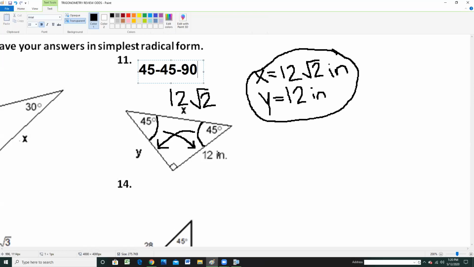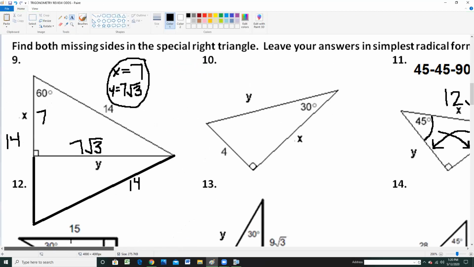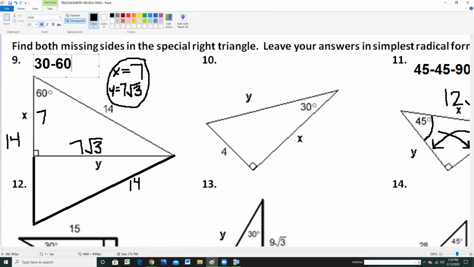And I didn't make up that special rule. That's something you can find online anywhere you look. Just like the other one was the 30, 60, 90 triangle.